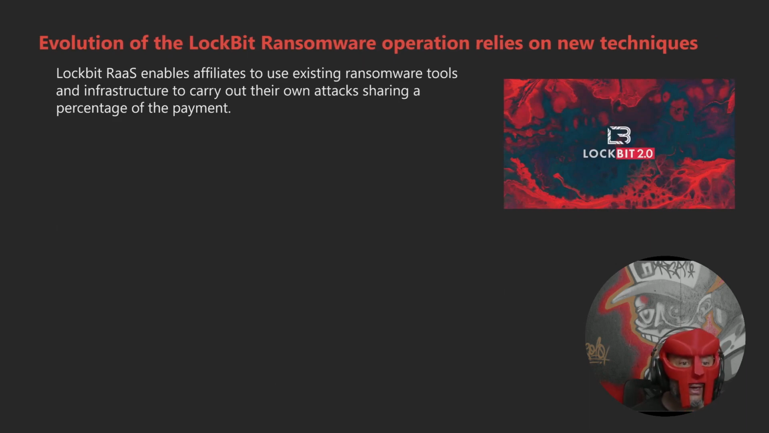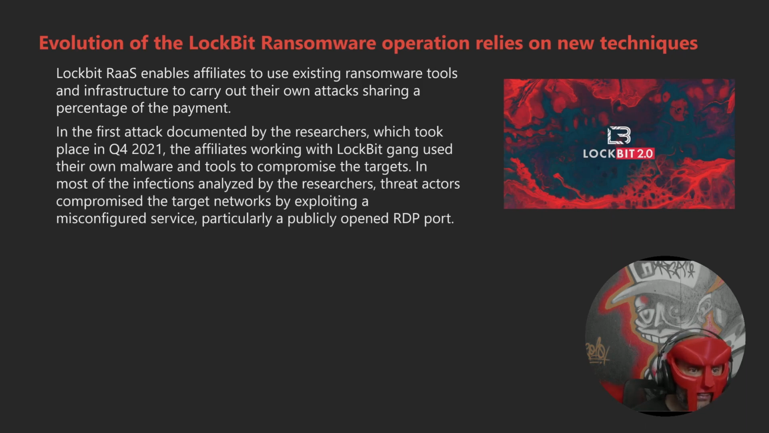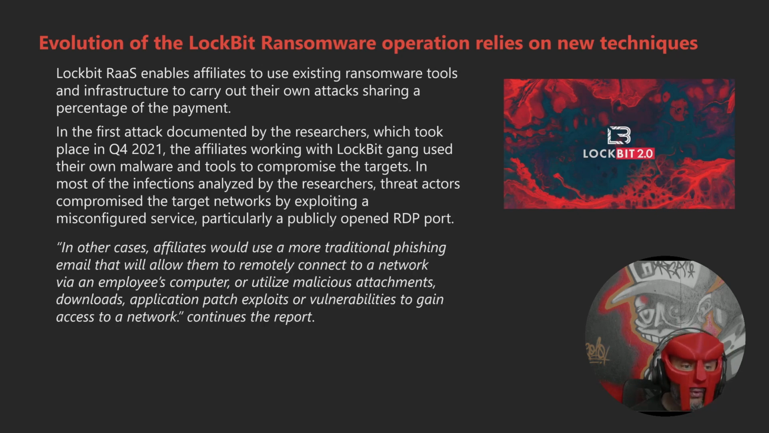LockBit Ransomware Service enables affiliates to use existing ransomware tools and infrastructure to carry out their own attacks, sharing a percentage of the payment. In the first attack documented by researchers, which took place in the fourth quarter of 2021, the affiliates working with LockBit Gang used their own malware and tools to compromise the targets. In most of the infections analyzed by the researchers, threat actors compromised the target networks by exploiting a misconfigured server's, particularly publicly open RDP port.